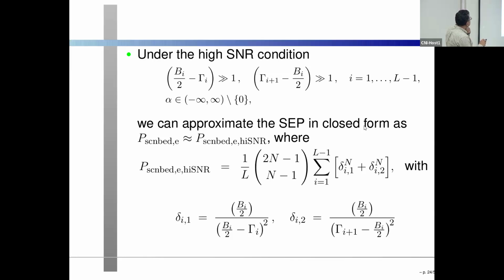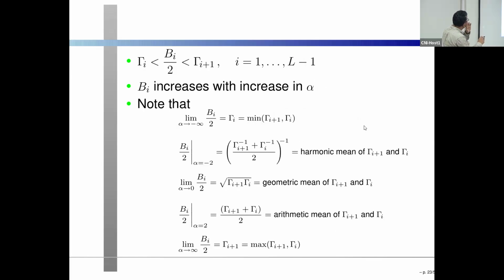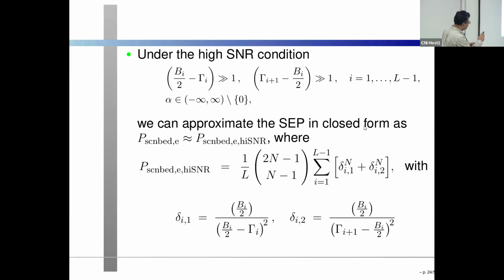Right. So now this expression also has a high SNR approximation, which is used to get optimum levels for high SNR. So we'll see the high SNR approximation for this. If you have B_i/2 minus gamma_i very large, and gamma_i plus 1 minus B_i/2 very large, then we can get this high SNR approximation. It's pretty simple. Using this, you can get the optimum levels. So this is for the suboptimum CNBD receiver.